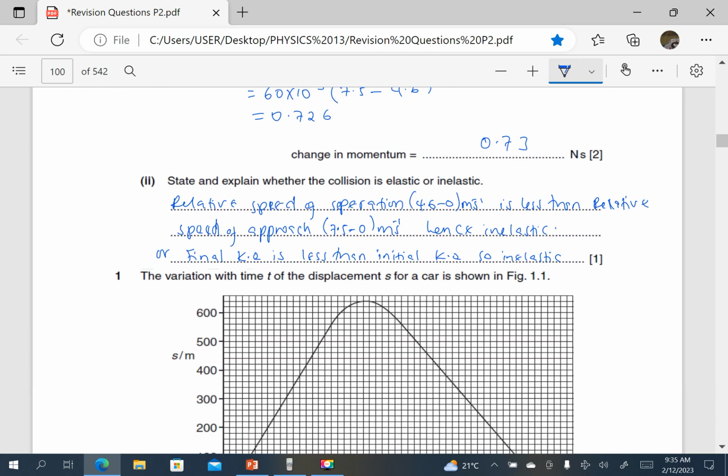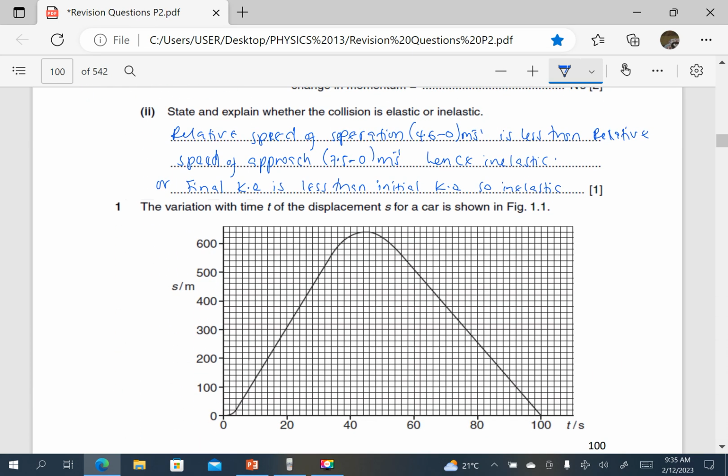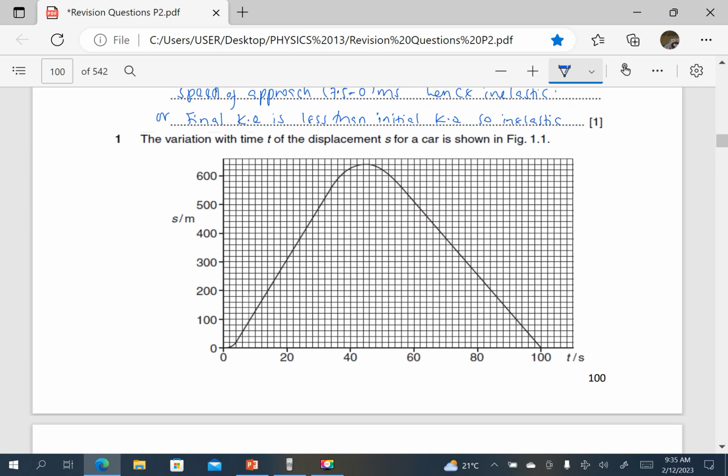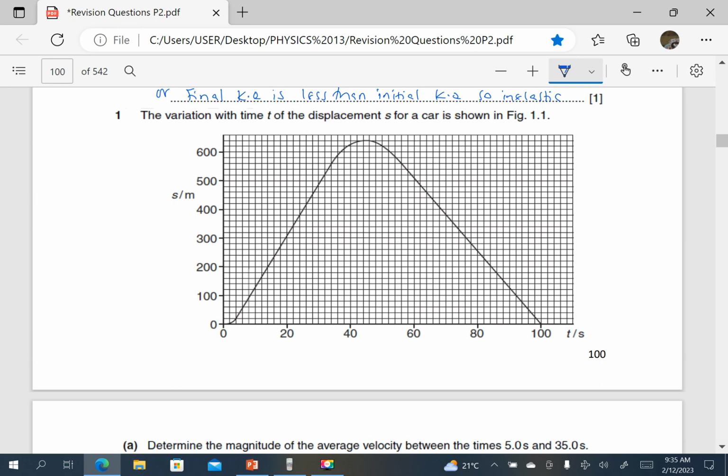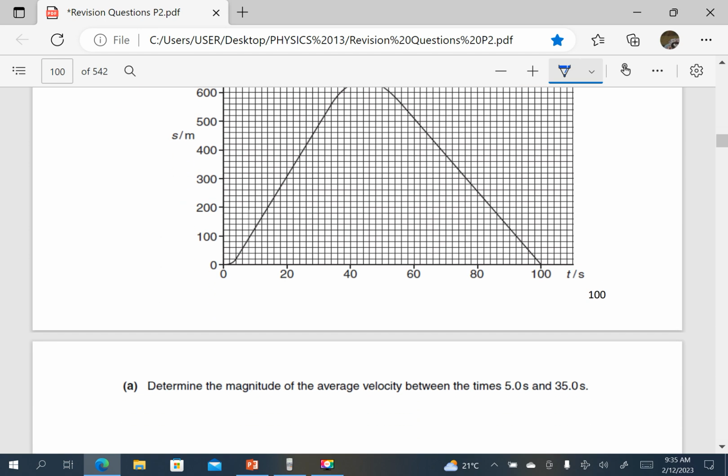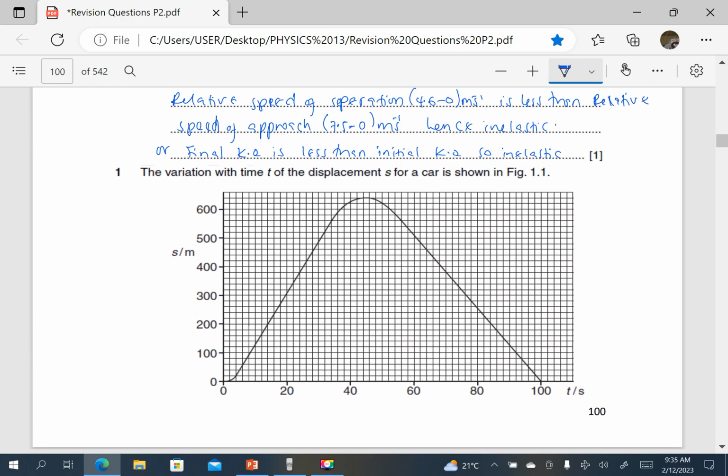Okay. The variation with time t of the displacement s for a car is shown in the figure. So it is displacement against time, and that is how the graph looks. Determine the magnitude of the velocity between 5 seconds and 35 seconds. So we look for 5 seconds. The scale is 20 divided by 10, that is 2. On the x-axis, each small square is 2, so this is 2, 4. 5 seconds is in the middle here.